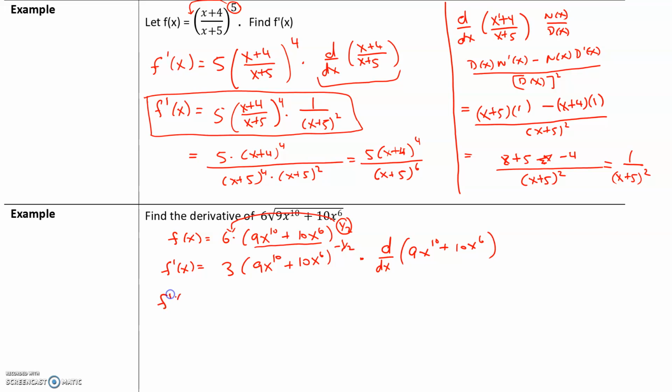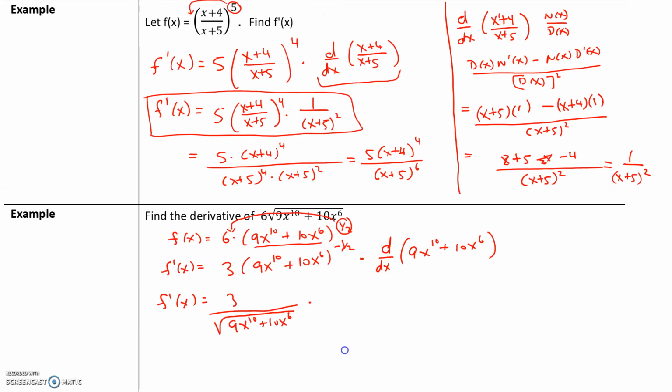So we're going to say that f prime of x equals 3 times the quantity. Now, because we can't have a negative exponent, I'm actually going to move this to the denominator. So it's going to be 3 over (9x to the 10th plus 10x to the 6th). When it moves to the denominator, it becomes a positive 1/2. But anything to the 1/2 power is a square root, so it's going to be the square root of 9x to the 10th plus 10x to the 6th.